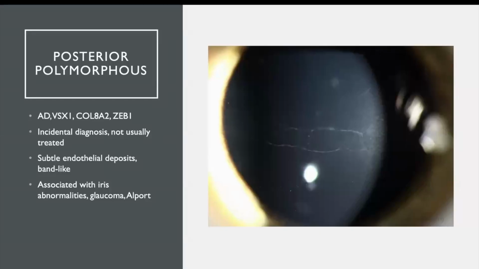You get these sort of endothelial deposits. They're quite subtle. They're easily missed. And typically you get this band-like deposit that you can see in this picture, which comes across here. Like I said, usually an incidental diagnosis and not usually treated, but they can be associated with iris abnormalities, with glaucoma, with Alport syndrome. So there can be other issues within the eye. But an isolated posterior polymorphous endothelial dystrophy is usually not symptomatic and doesn't need any treating.